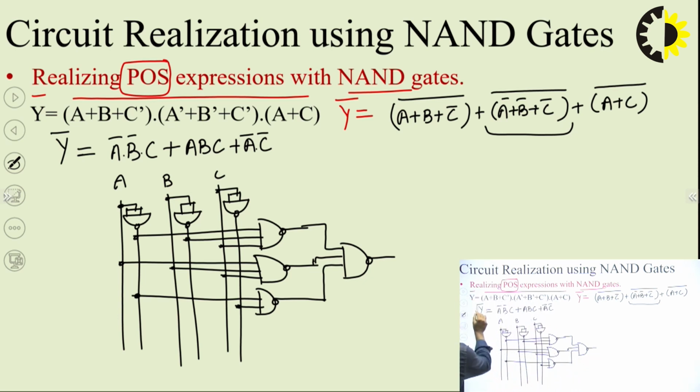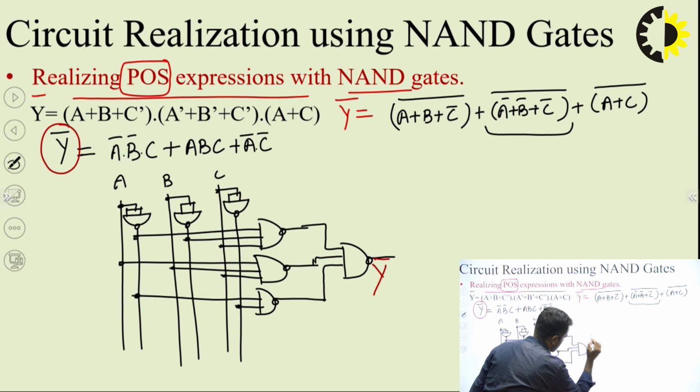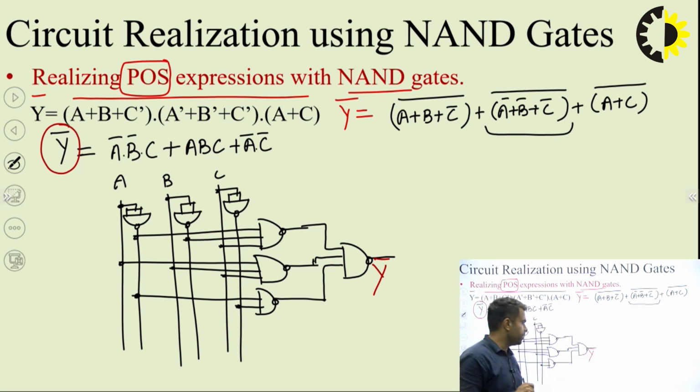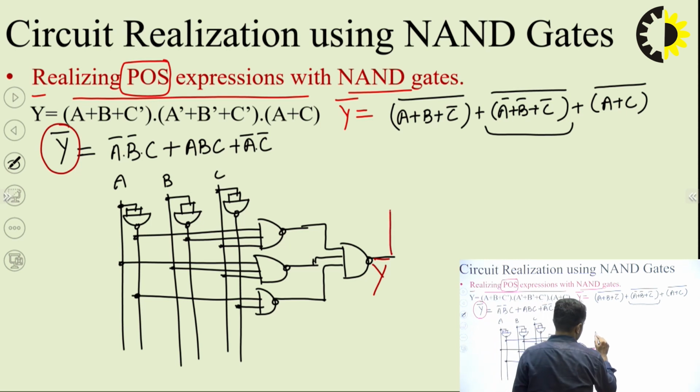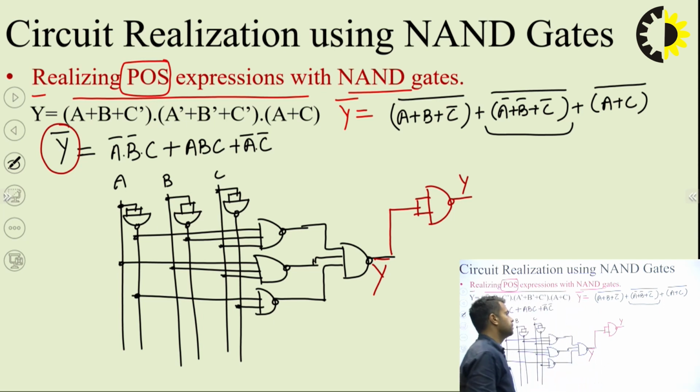But the thing which we have to keep in mind is that this is for Y bar. That means this is not Y, this is Y bar. So if we want to realize the expression for Y, then we need to remove this bar, which can be simply removed by using a NOT gate, which will again be based on NAND gate. So this is the circuit for Y.